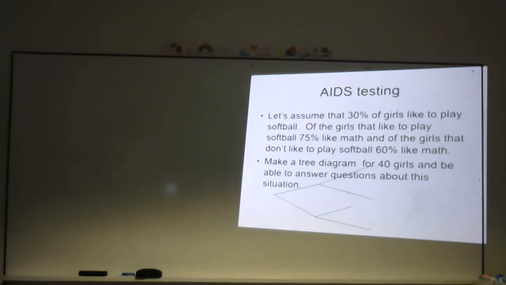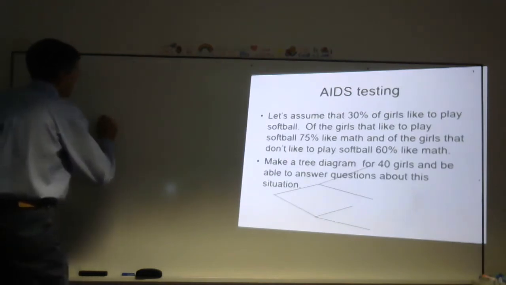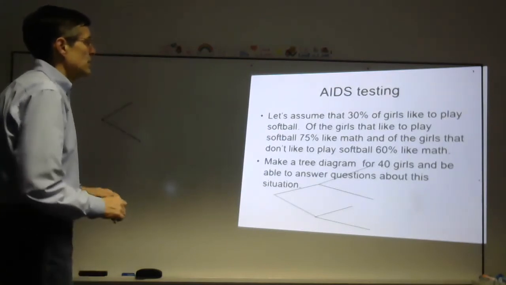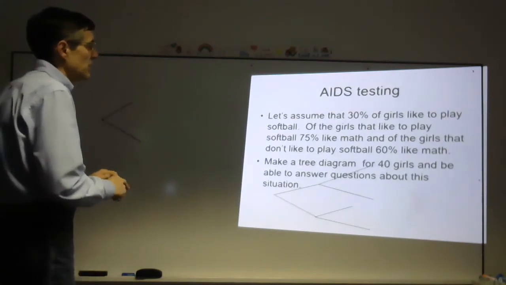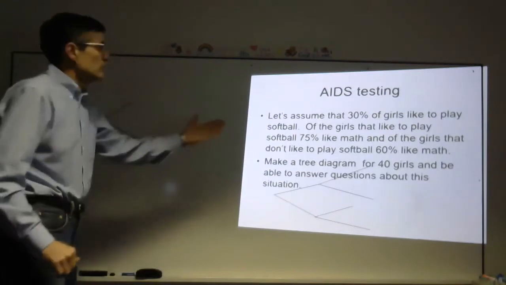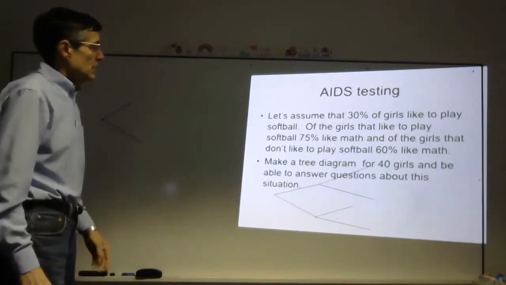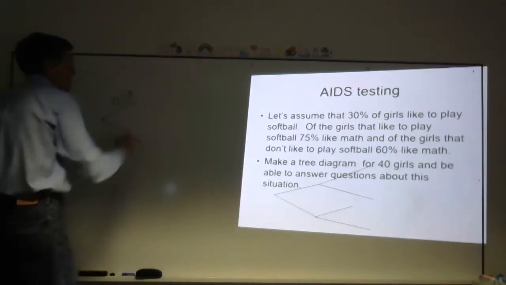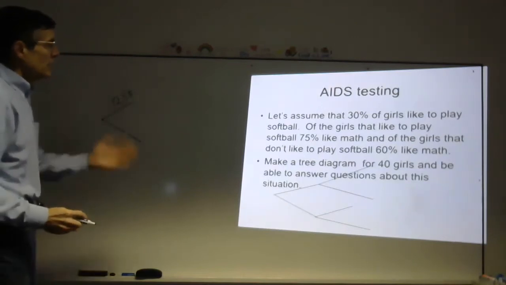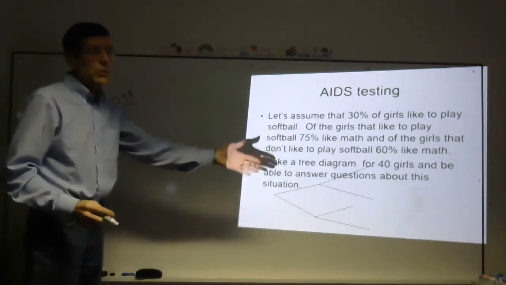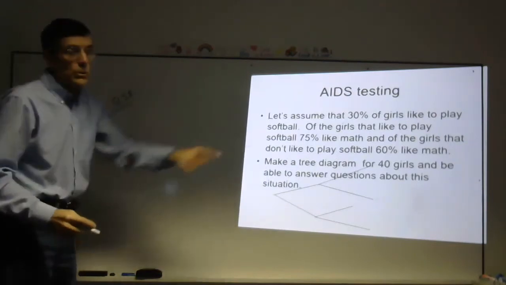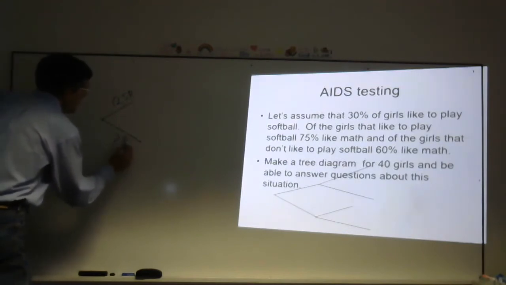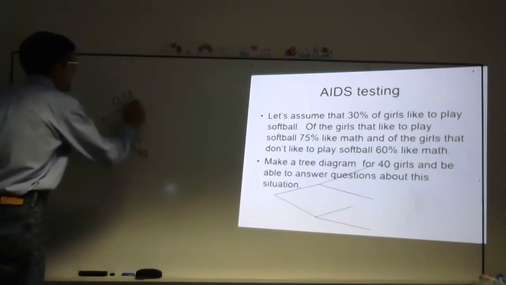All right, so we're going to make a tree diagram for 40 girls and answer questions about it. First, we know that 30% of the girls like to play softball. So if there are 40 girls, 30% of 40 is 12. So we have 12 girls that like softball. We have 70% of the 40, which would be 28, or you could simply subtract the 12 off of 40, and I get 28. 28 do not like softball.